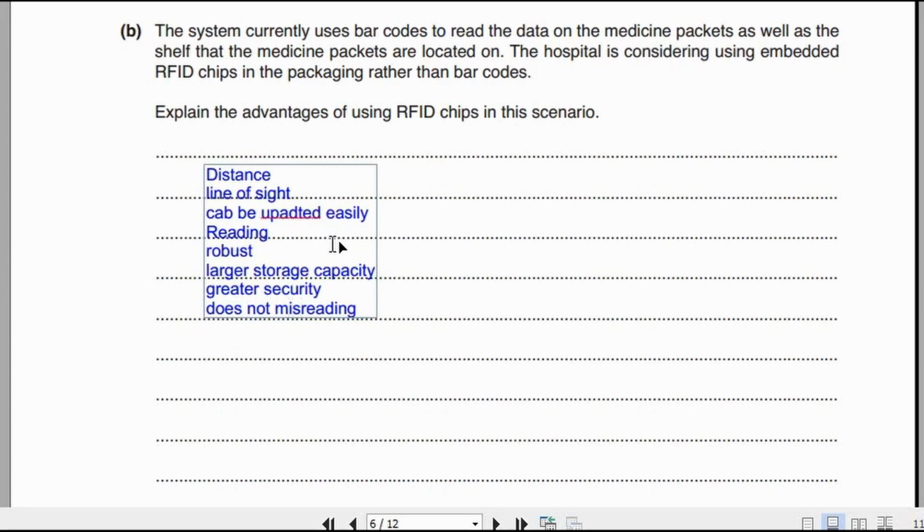because the chip and reader create a direct connection. So any of these, if you write any 6, you will get the 6 marks for this question. Nothing else you need to write. You just simply explain what the advantages of RFID over barcode reader are. Just give some advantages and you will get the marks for this question.